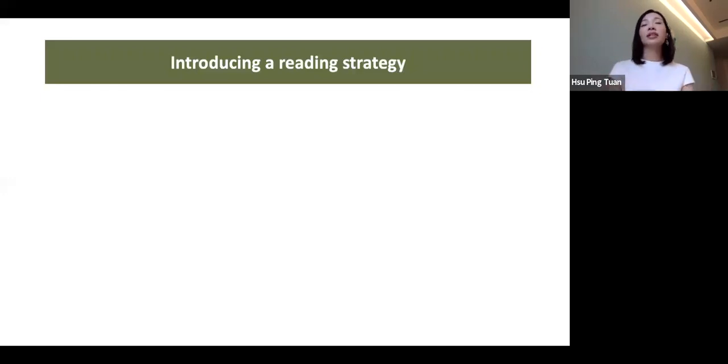So most of us are teachers, so we are fluent readers. When we are reading, we might use a lot of reading strategies unconsciously. However, this is very challenging for our students. So as teachers, we need to make the thinking process visible for them. But how? Let me show you.